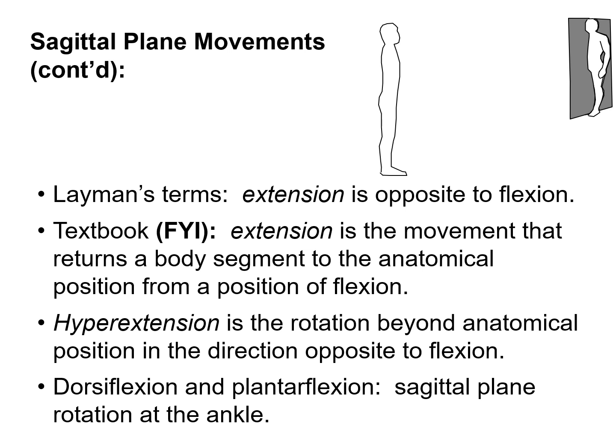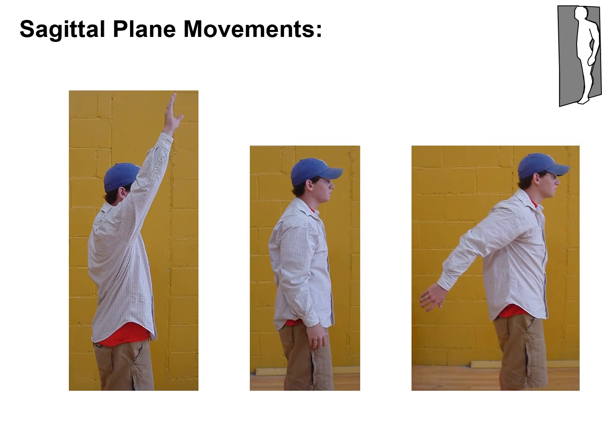And then when we're looking at the foot and ankle, we have two new terms, which is dorsiflexion and plantar flexion. This is sagittal rotation at the ankle. Dorsiflexion, you're pointing your toes upwards. In plantar flexion, you're pointing your toes downwards. Okay? So let's look at some examples of these. By the way, these few slides, we're looking at pictures. These look like really cool exam questions. So keep that in mind.